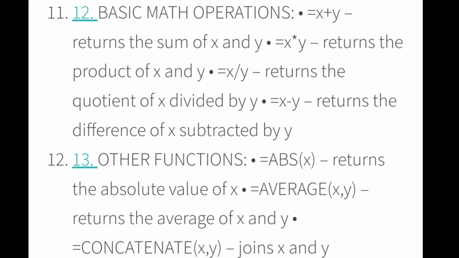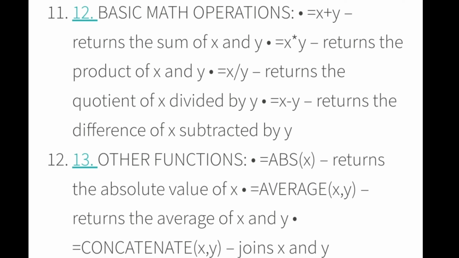Basic math operations. X plus y returns the sum of x and y. X times y returns the product of x and y. X divided by y returns the quotient of x divided by y, and x minus y returns the difference of x subtracted by y.